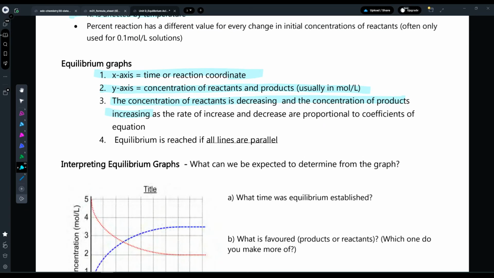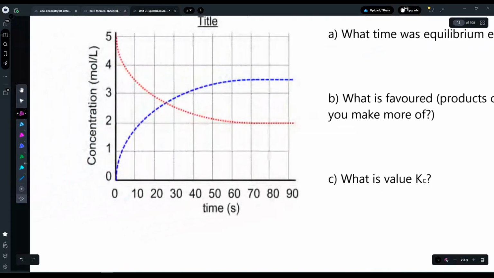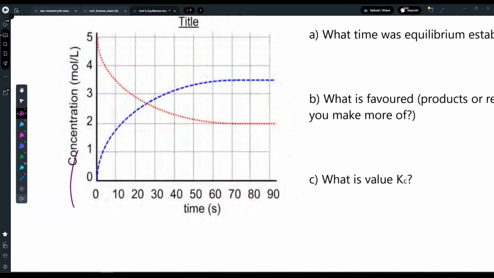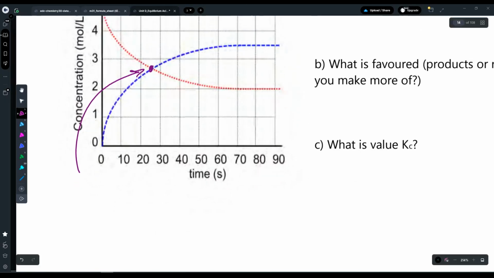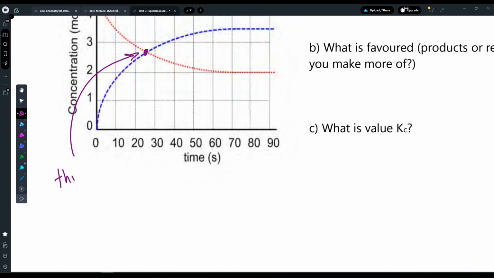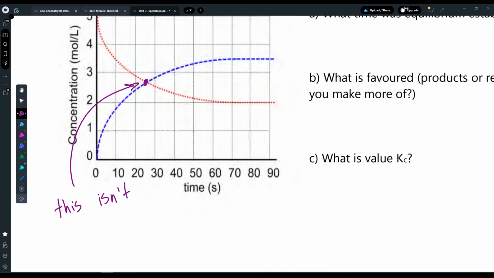Okay. And then last but not least, equilibrium is reached if all lines are parallel. So the important part about that is that oftentimes students think that where the lines cross is equilibrium, or is when equilibrium is reached. However, that is not true. So that's very important to understand where the lines cross. That is not where equilibrium is reached. Where equilibrium is reached is when the lines become parallel.